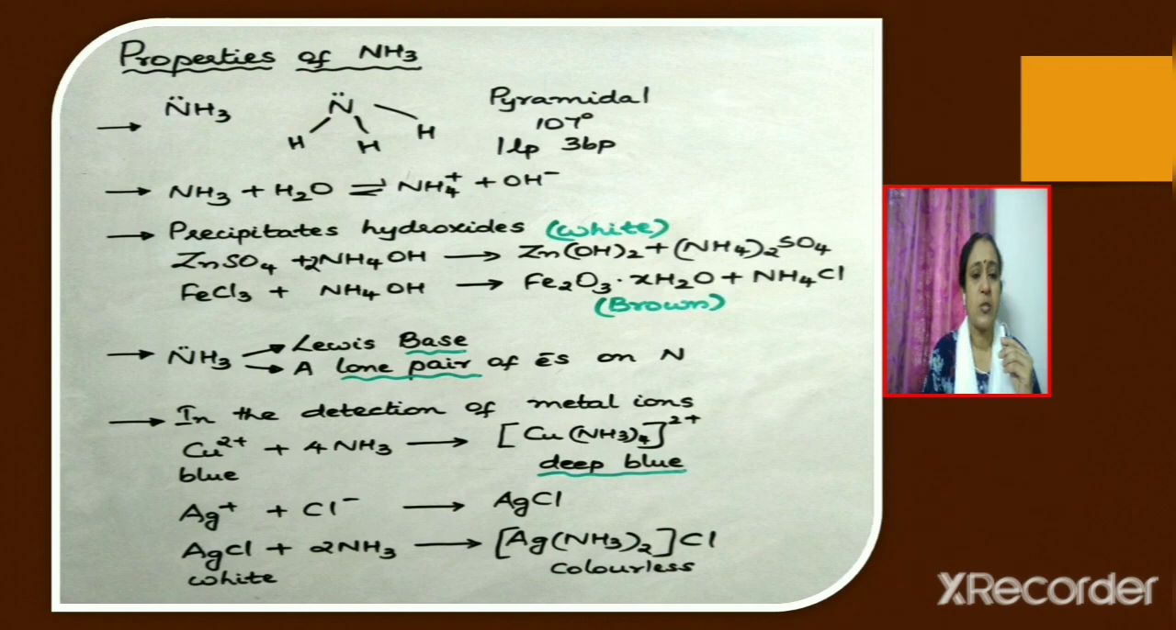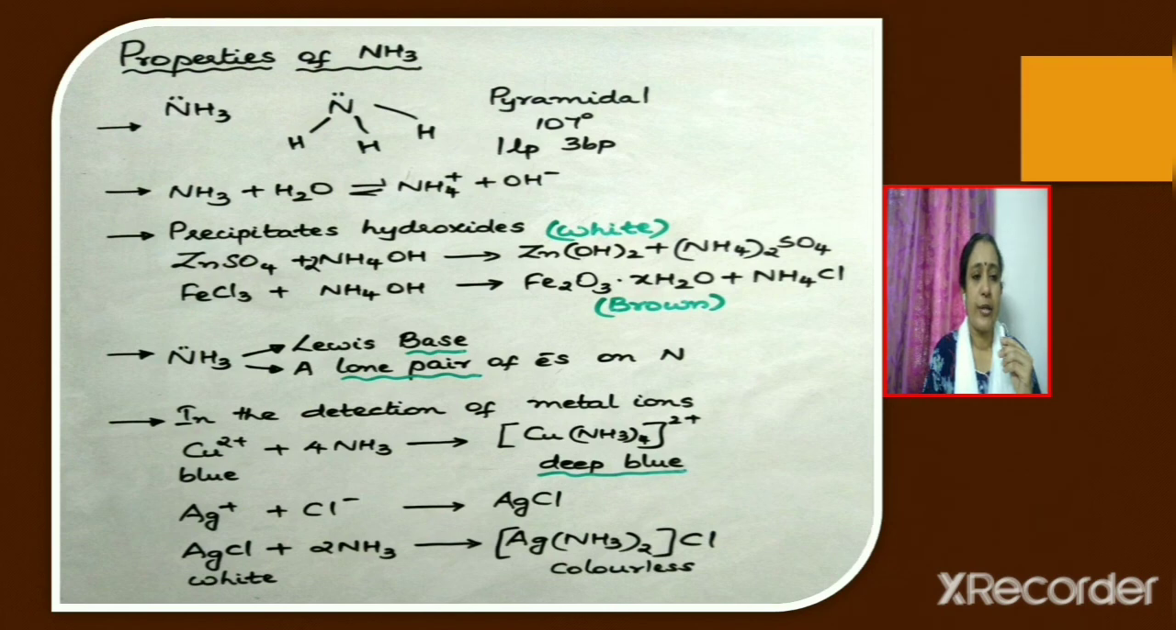Ammonia can precipitate hydroxides. For example, zinc sulfate reacts with ammonium hydroxide to give a white precipitate of zinc hydroxide and ammonium sulfate. In a similar way, if ammonium hydroxide is added to ferric chloride, we get a brown precipitate of Fe2O3.xH2O along with ammonium chloride.